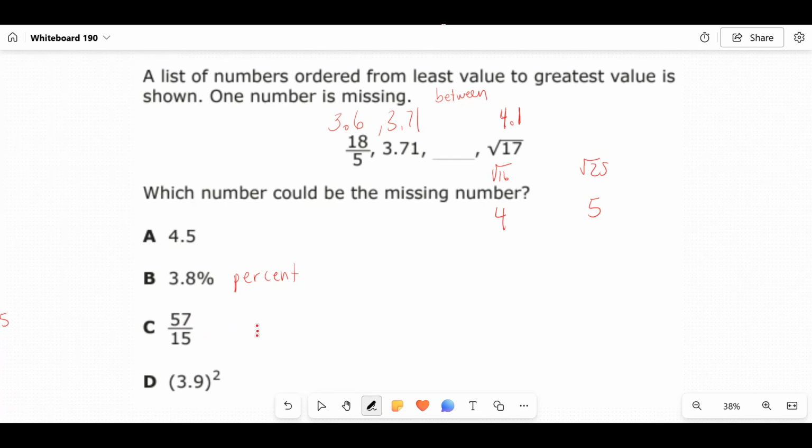So 57 divided by 15 leaves me with 3, remainder 12 over 15. 12 over 15 simplifies to 4 over 5, which gives me 3.8. Ooh, that sounds fantastic. 3.9 squared means that I am multiplying approximately 4 times 4, which is close to 16. That is way too big of a number. 4.5 is way too big of a number. We've already proven that C works.